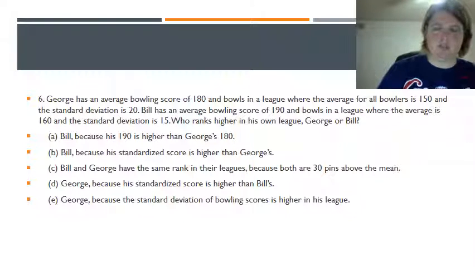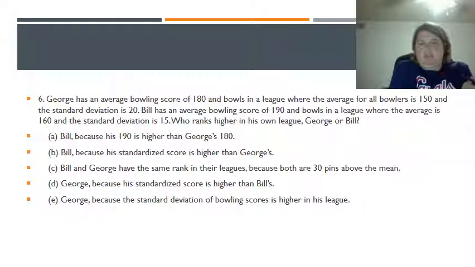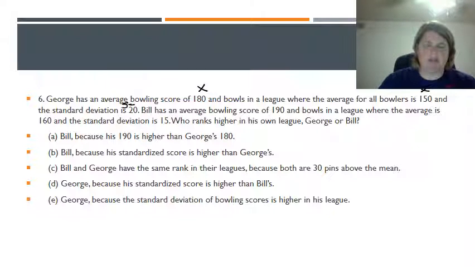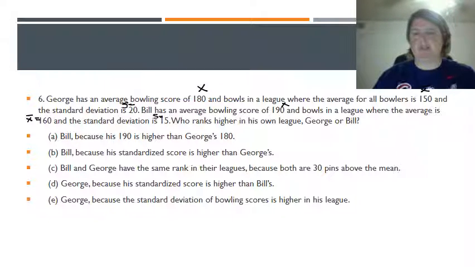All right, so let's look at some of these multiple choice questions because they're pretty similar to the ones that are on the test. So George has an average bowling score of 180. So this is our X. And he bowls in a league where the average for all bowlers, so average means mean, and the standard deviation S is 20. And Bill has a score of X and bowls in a league where the average is 160, so that's X bar, and a standard deviation S equals 15. Whenever you see X, X bar, and S, that's a pretty good indicator that you need to find the Z-score.